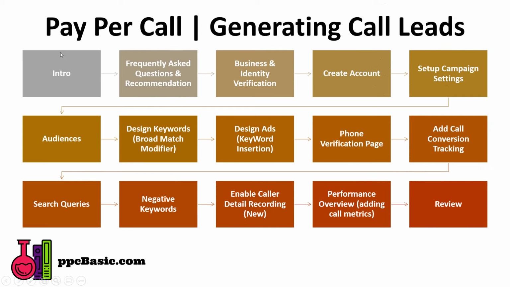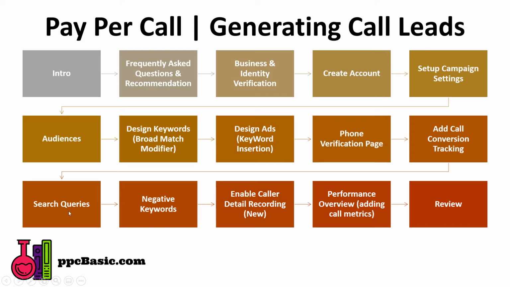So this is going to be the outline that we're going to cover very quickly. The introduction, which is what I already covered, and then we're going to do the frequently asked questions and recommendations, the business and identity verification process that Google implemented recently. We're going to go ahead and create an account, set up campaign settings. We're going to create our audiences. We're going to design our keywords. So we're going to go ahead and we're going to design our ads. Then we're going to create a phone verification page in order to verify that these are our ads that we're advertising. We're going to add call conversion tracking to our ads as well.